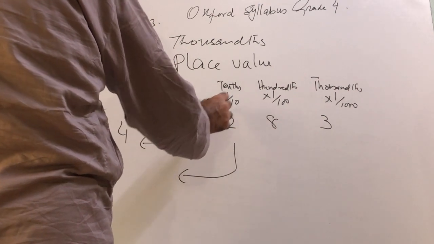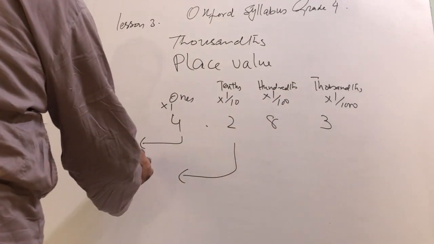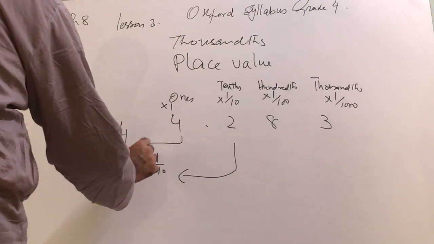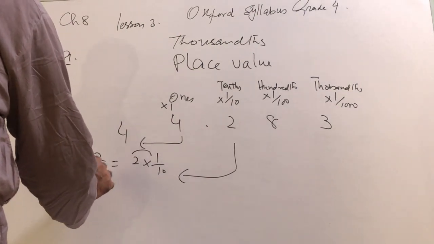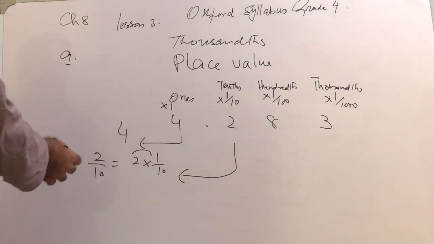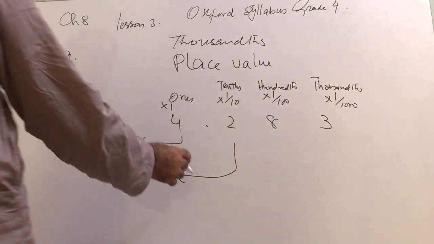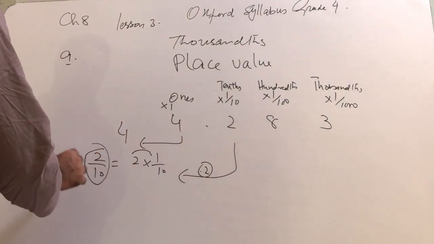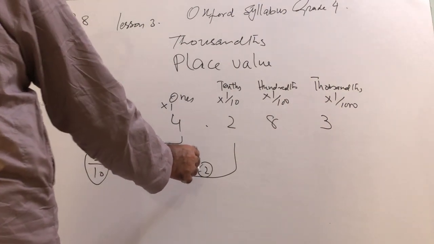To find its value, we'll just multiply it with 1 over 10. 2 into 1 over 10. We just multiply 2 with the 10. It becomes 2 over 10. This is the value of this 2. If we divide this 2 with 10, it becomes 0.2. You can write it in fraction form like this, in decimal form like this.